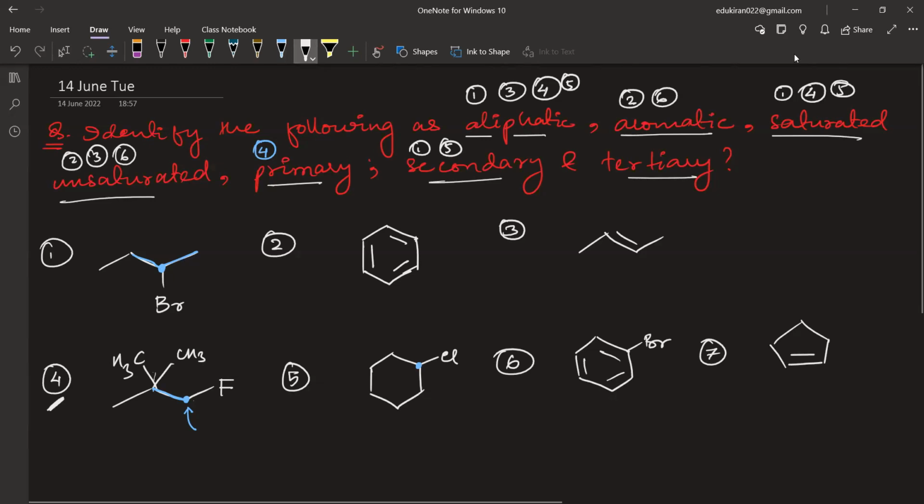Aliphatic. Very good. Now, saturated or unsaturated? Unsaturated. Very good. Now, primary, secondary, and tertiary we don't have to consider because it is unsaturated here. We don't have any carbon to focus on. Okay, fine. So I think now you will be more comfortable with these terminologies. Yes or no? Please tell me. Yes, sir. Okay, very good.